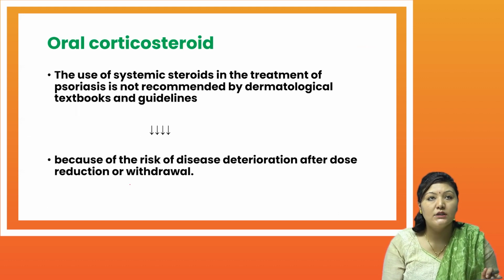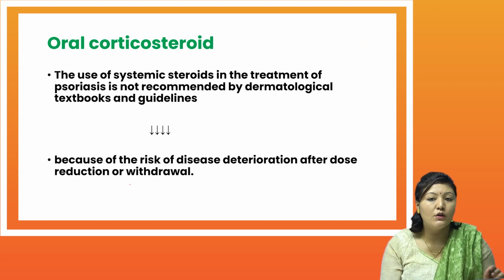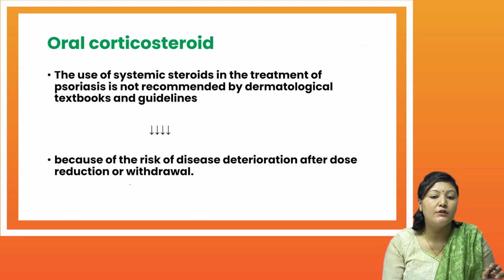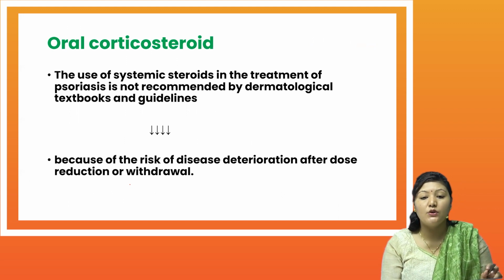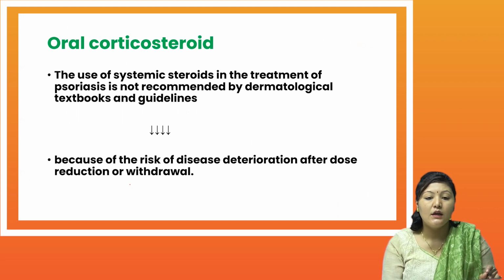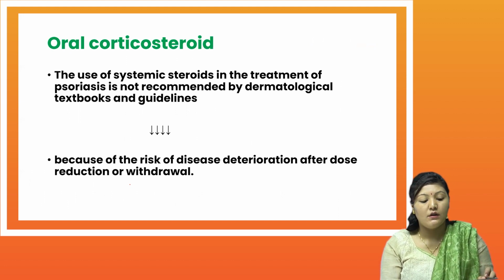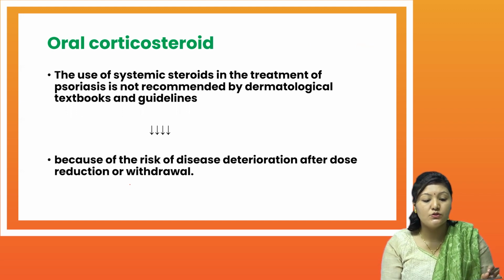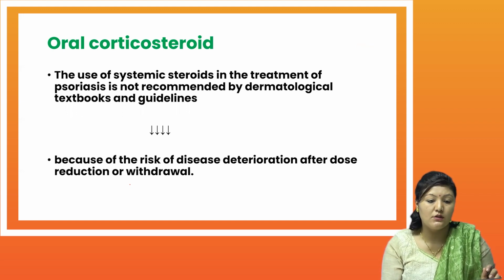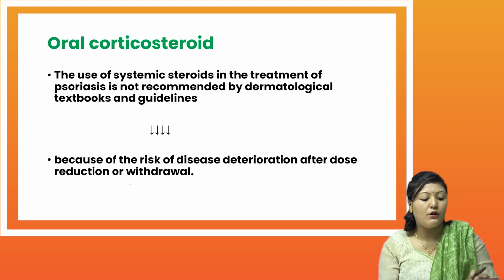Now, why should we not give oral corticosteroid? Among all those options, oral corticosteroid is not the favored option in any way. It is a wrong option. The use of systemic steroid in the treatment of psoriasis carries a risk of disease deterioration after dose reduction or withdrawal. This can even lead to erythrodermic psoriasis. So oral corticosteroid is not the favored option among the options.